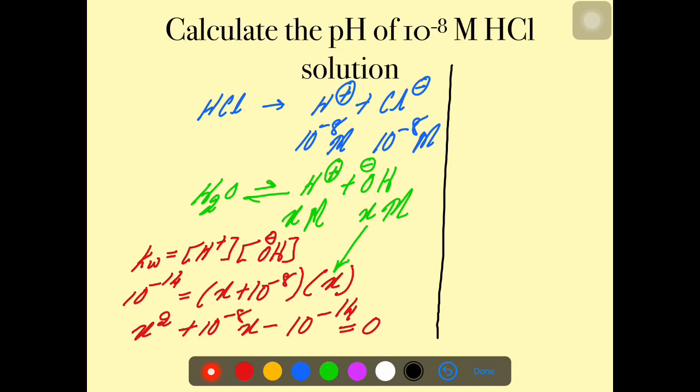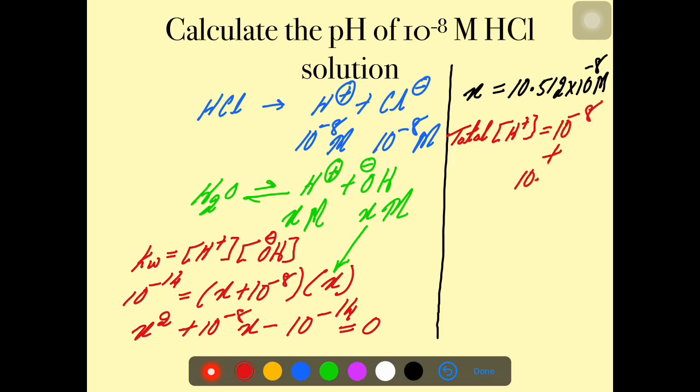One will be a positive one and the second one will be a negative answer. Ignoring the negative answer, as concentration cannot be negative, the value of x turns out to be 10.512 into 10 raised to minus 8 moles per decimeter cube. So the total concentration of H plus hence will be 10 raised to minus 8 plus 10.512 into 10 raised to minus 8, and that makes it 11.512 into 10 raised to minus 8.